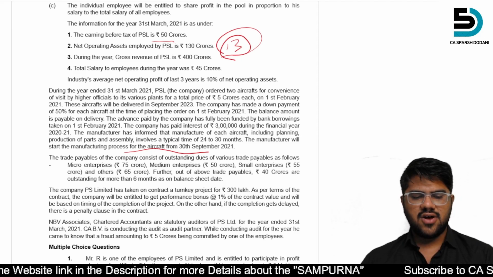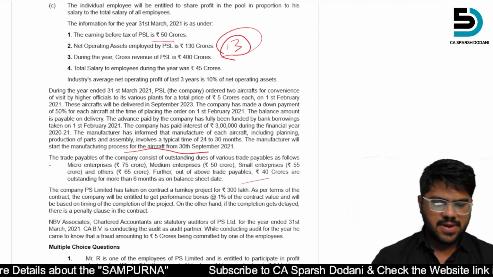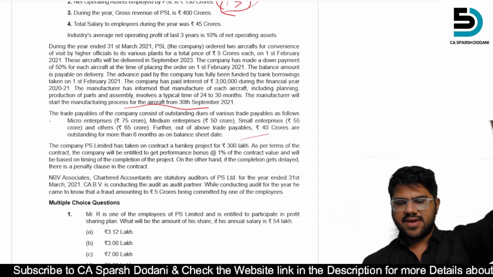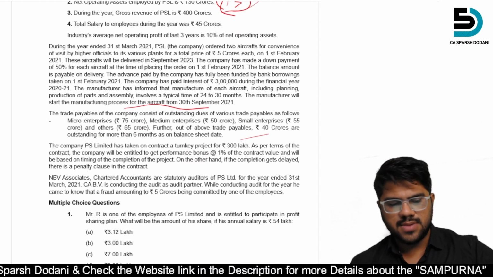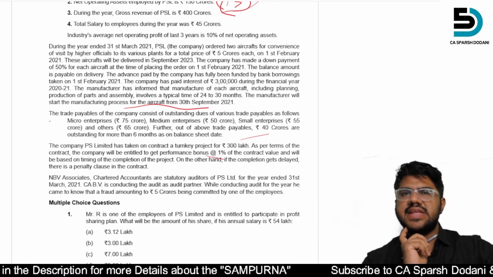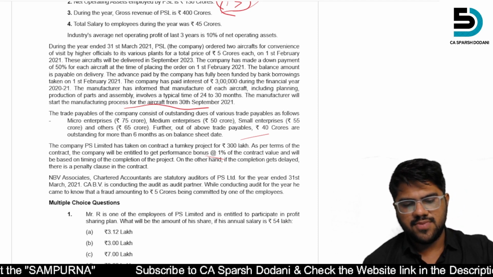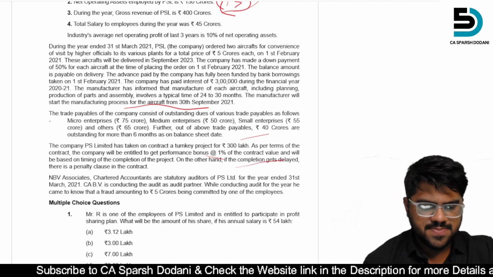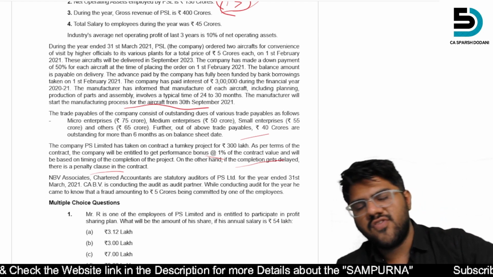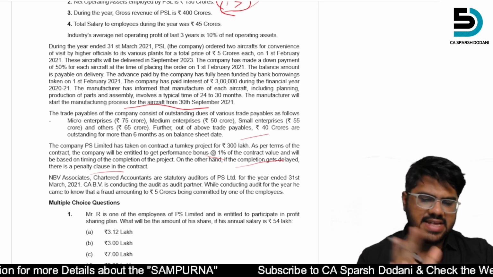The trade payables consist of outstanding dues of various trade payables as follows. These are the trade payables. The company PS Limited has taken a contract on turnkey project for rupees 300 lakh. As per the terms of the contract, the company will be entitled to get performance bonus at the rate of 1% of the contract value, based on timing of the completion of the project. If the completion gets delayed, there's a penalty clause in the contract. So if they complete in time, they will get a 1% performance bonus. But if the project is delayed, they will have to pay the penalty as well.